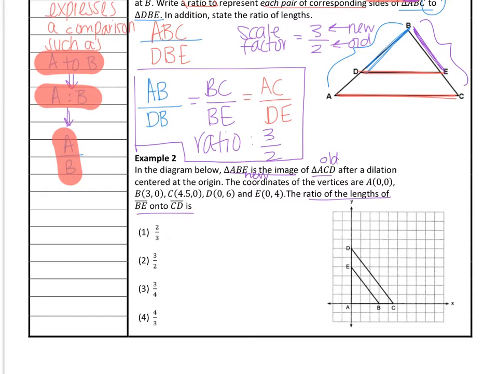So when they say BE onto CD, and they're talking about a ratio, remember BE goes on top of CD. So BE is here, and it's going on top of its corresponding side, CD. Now we do need to list the ratio of other sides because those are diagonals, and it's going to be tough for us to count the length of diagonals. They didn't tell us what the scale factor was. That's what we're going to try to figure out by counting the length of each side.